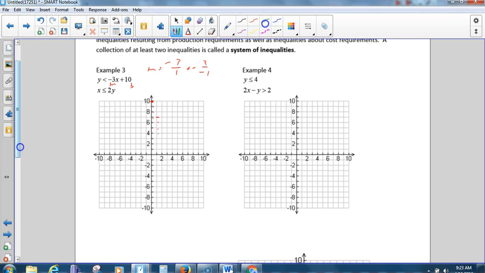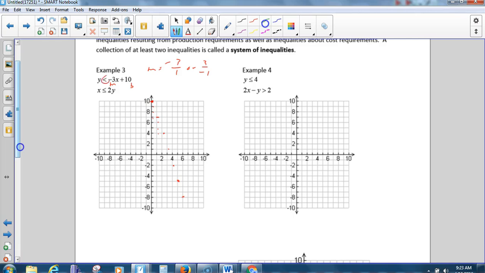Down 3, right 1, down 3, right 1, and so on. The more you do this, the better you have of getting a straight line.